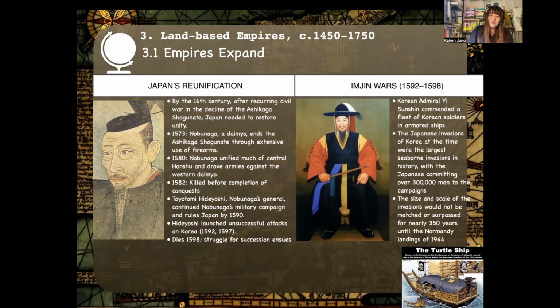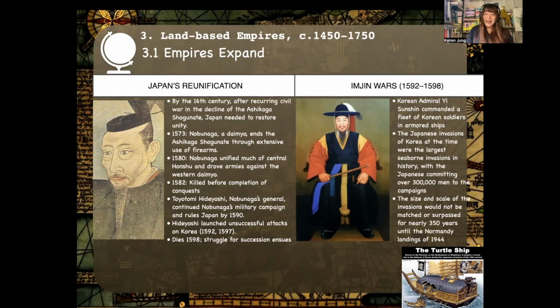And so in 1580, Nobunaga unified much of central Honshu and drove armies against the Western daimyo. In 1582, he was killed before the completion of his conquest, and so Toyotomi Hideyoshi, the general of Nobunaga, continued Nobunaga's military campaign and ruled Japan by 1590. These people, ever since the Heian period, have been fighting amongst each other for a really long time in terms of feudalism, and it has been continuing.